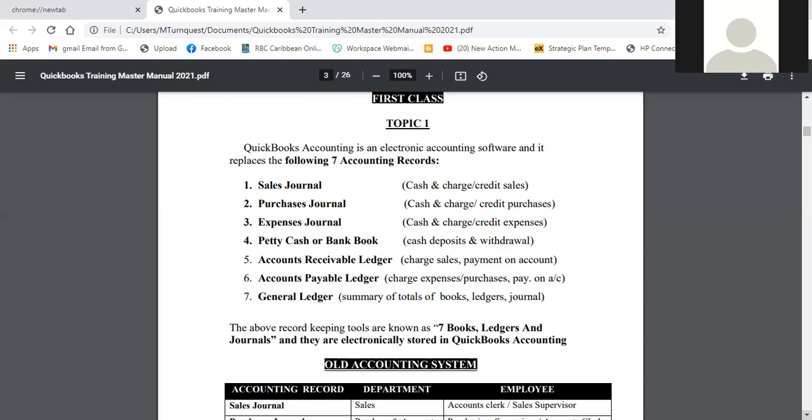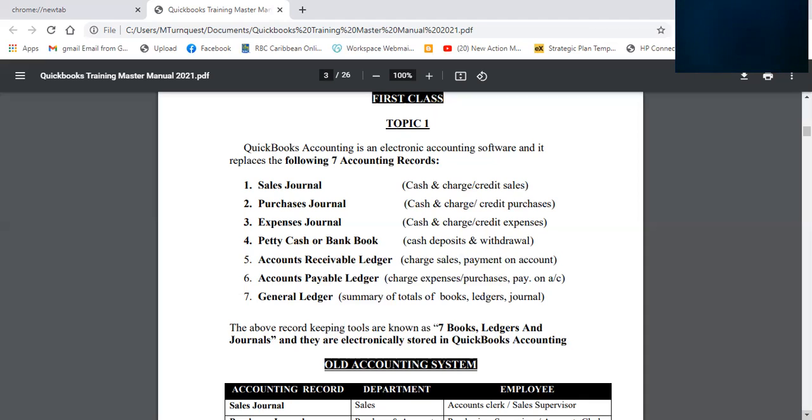Now, the first thing is the sales journal. A sales journal basically looks at the cash and charge sales. Charge and credit, make a note of this, are used interchangeably in QuickBooks accounting, in how I teach it. In this case, charge and credit sales basically means that a person comes into your business and charges a product or a service, and they normally pay in 30 days. Everybody understand that? Okay.